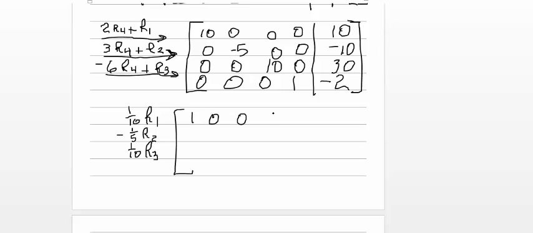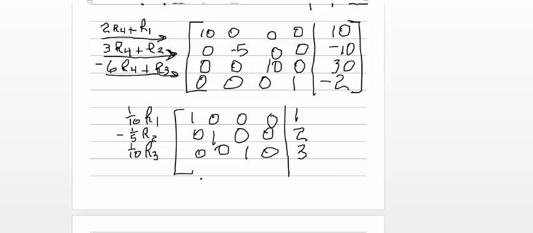So now that I have all the zeros I desire, I'm going to get the ones by multiplying row 1 by 1/10, row 2 by negative 1/5, and row 3 by 1/10. I get a new row 1 of 1, 0, 0, 1, new row 2 of 0, 1, 0, 0, 2, a new row 3 of 0, 0, 1, 0, 3, and a new row 4 of 0, 0, 1, negative 2. And so now this is the reduced row echelon form of the matrix.